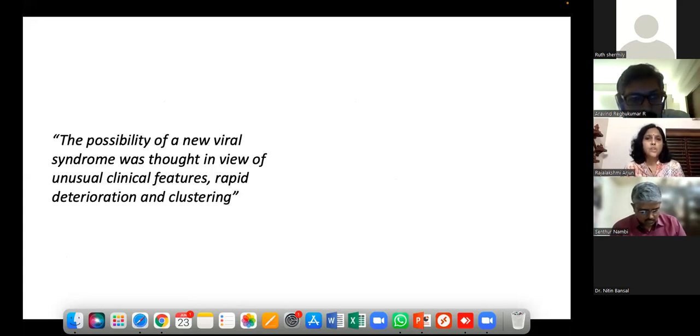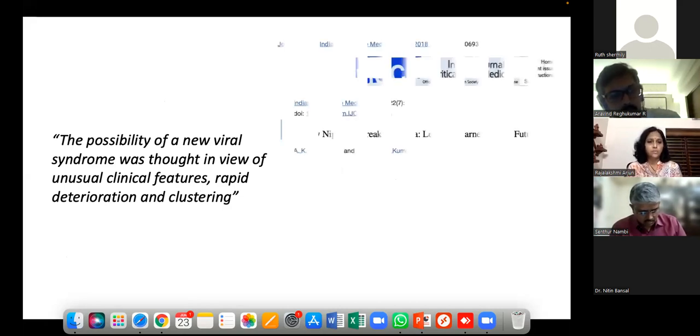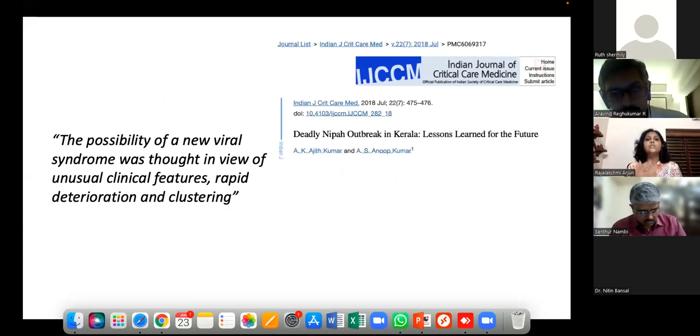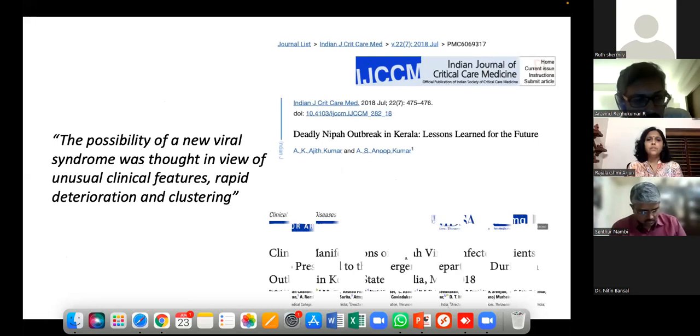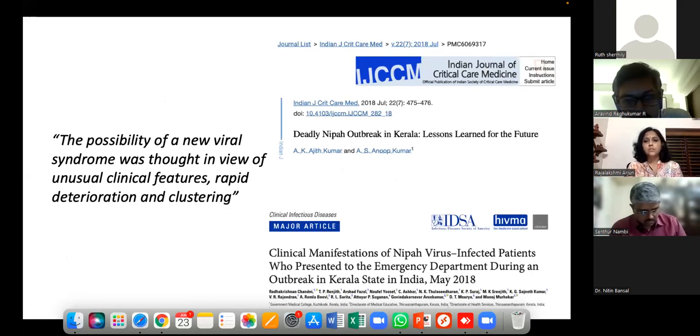So at this point in time, there was a cluster of cases happening in Calicut, and the possibility of a new viral syndrome was thought of, given unusual clinical features which were not found in this region previously, and these patients were rapidly deteriorating in the cluster. It was also published later as an editorial, and later in Clinical Infectious Diseases, the clinical manifestations of the Nipah virus cases who were admitted in the medical college were published.